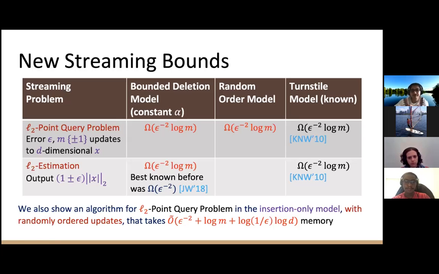The bounded deletion model is just that you have the promise that the updates are of the form that at every time step, the L2 norm of X at that time step does not drop more than alpha times the L2 norm at any time step before that.